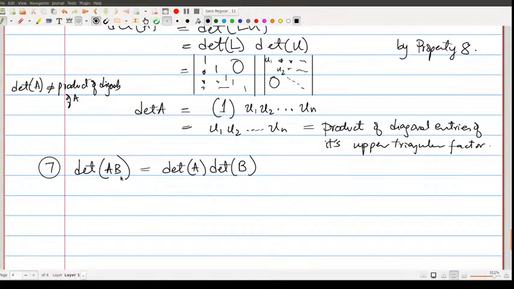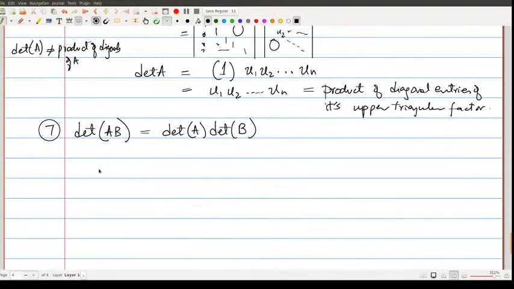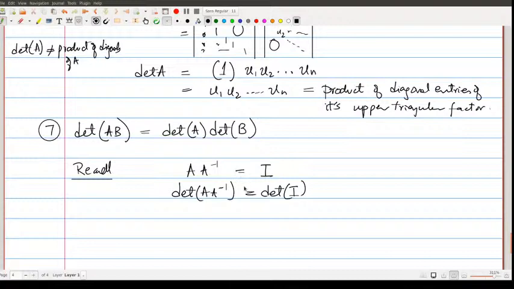Okay, next property. So property 7 also tells us something about the inverse, right? So if the determinant of AB is equals to the determinant of A times the determinant of B, then what about this property? Recall that A times A inverse is equals to the identity matrix, which means the determinant of A times A inverse is just the determinant of the identity matrix because they're both the same matrix, right?